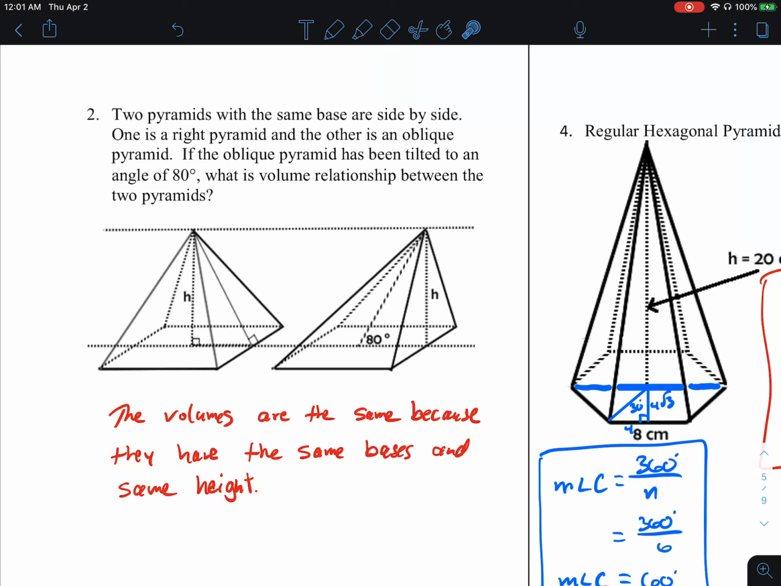they're going to have the same volumes, because to find the volume, we're going to take 1/3 of the base times the height. They have the same base, they have the same height. It doesn't matter if it's tilted.